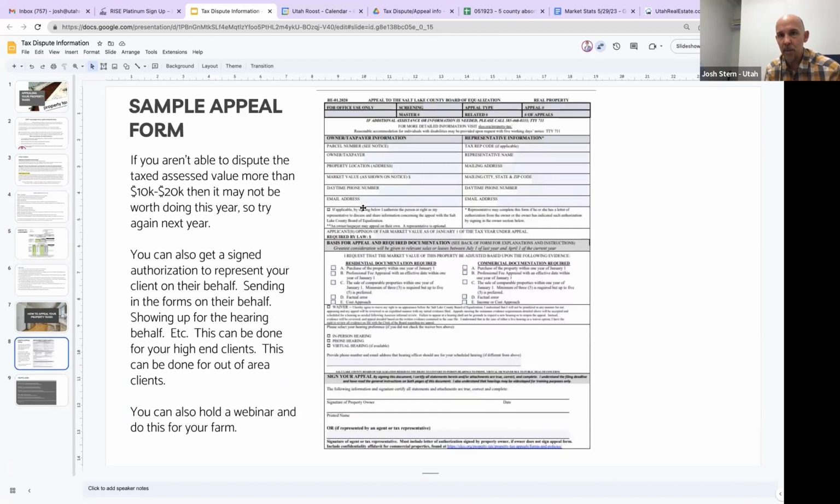This is just an example of Salt Lake County's appeal form, and theirs really hasn't changed. All of the appeal information that you see highlighted in this bluish purple has to be completed. And so typically I just send over the appeal form link to the PDF for my client to print out, and I remind them that they need to complete all of the purple information.